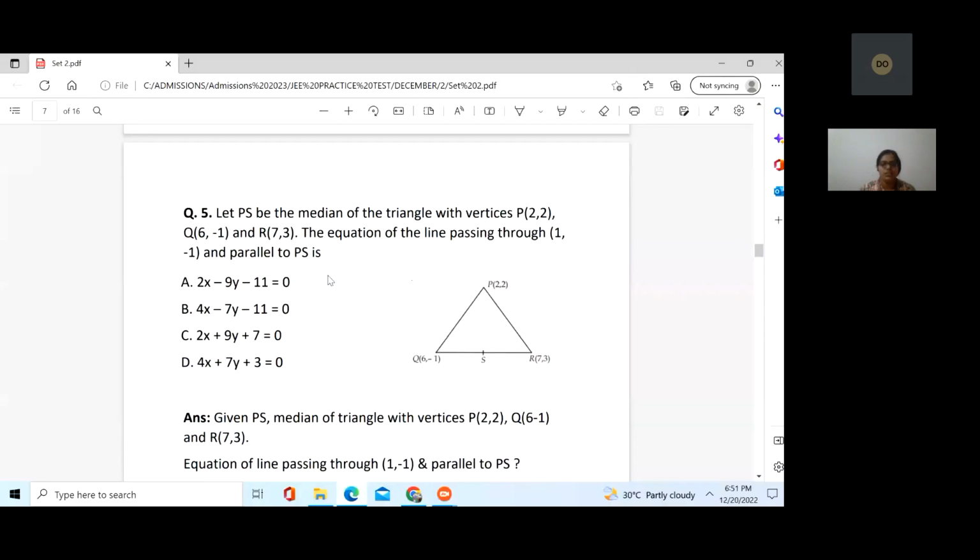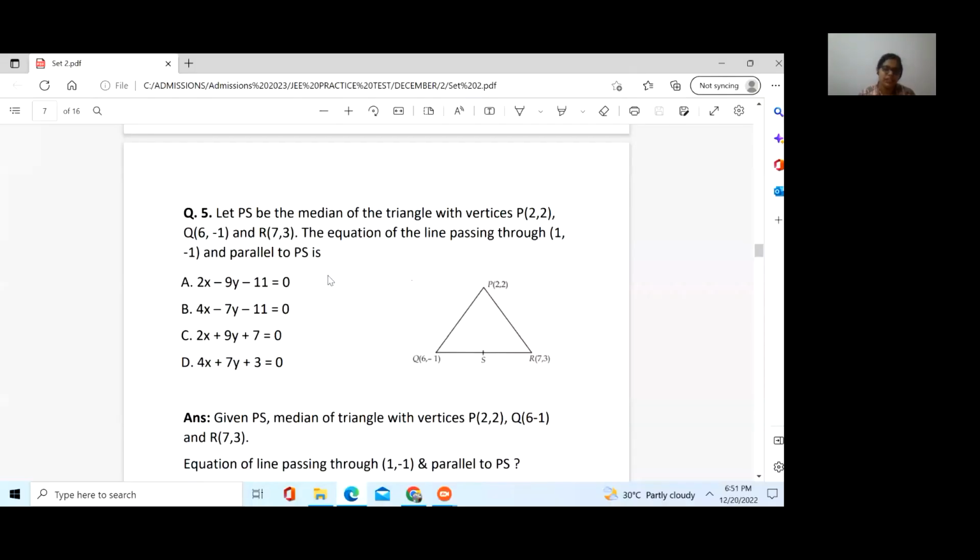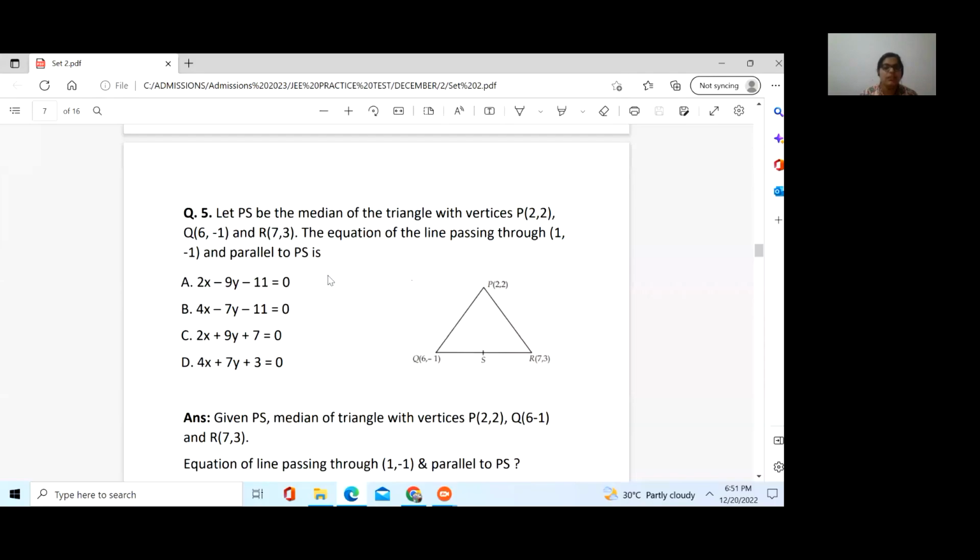So here also you could see there are only two answers. If you are solving this problem in some way, you'll be able to get these two answers. Only the signs are different here. Option A is 2x minus 9y minus 11 equal to 0. Option B is 4x minus 7y minus 11 equal to 0. Option C is 2x plus 9y plus 7 equal to 0. Option D is 4x plus 7y plus 3.